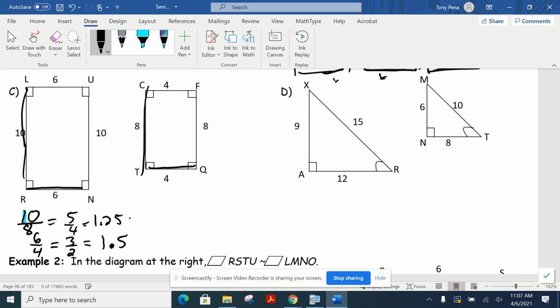Good, gives you 1.5. So do their sides match up in the same ratio? No. All right, so we don't have to worry about that one. So this is a no.